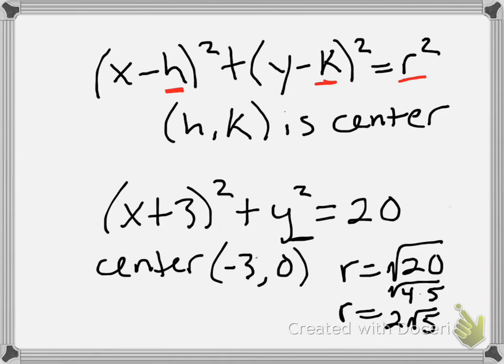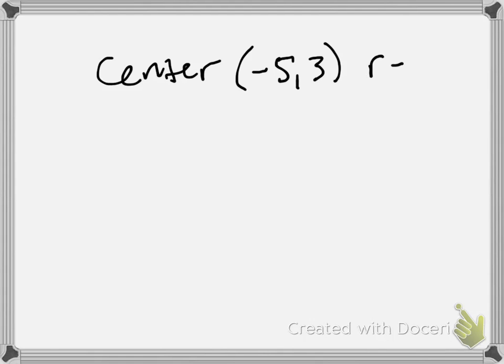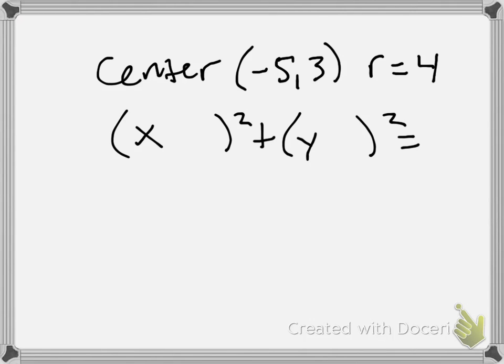Again, you want to go back through. I'm just going to clear this screen off. Let's say you're given a center at -5, 3, and it has a radius of 4. You should be able to come up with your circle equation pretty quickly and easily as well. Again, opposite sign of these numbers, so it'd be +5 and -3, and it's always equal to the radius squared, so this side would be, in this case, 16.